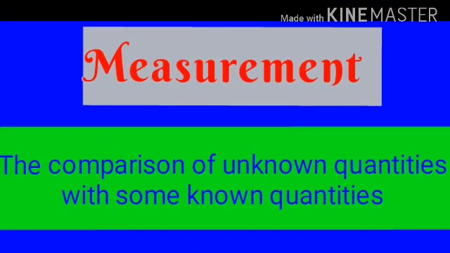So first, what is measurement? Measurement is the comparison of unknown quantities with some known quantities. For example, if you go to buy some vegetables, the shopkeeper compares the unknown quantity with the standard quantity.